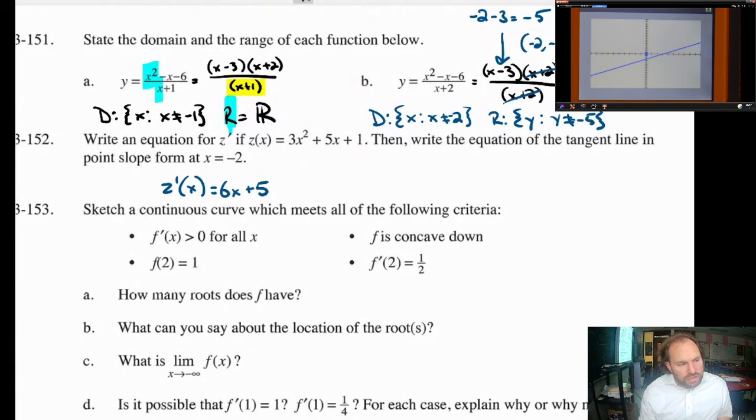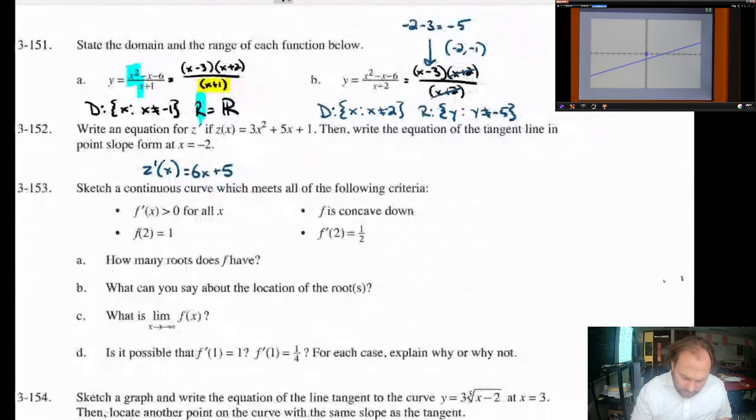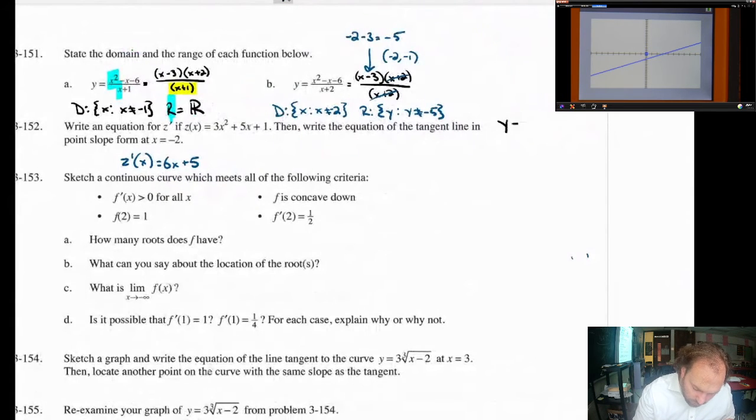Now, if I want the equation of the tangent line in point slope form, let's review point slope form really quick. The AP Calculus version of point slope form is y minus f of a equals f prime of a times x minus a. In this case, we're given that our a is negative 2.